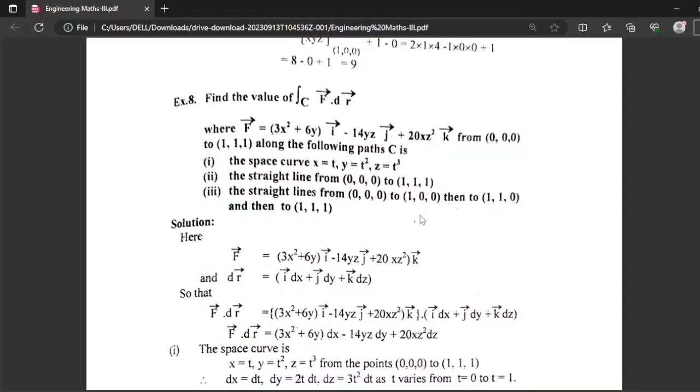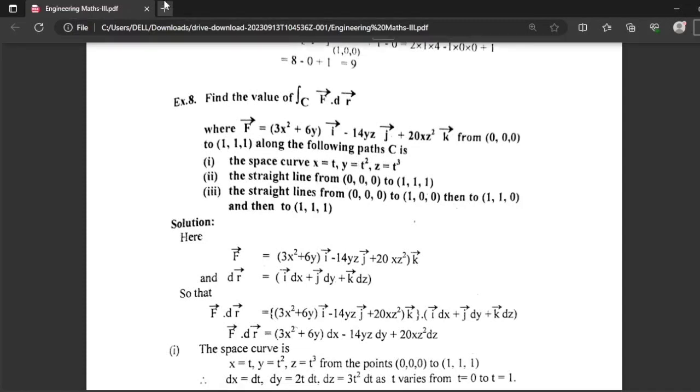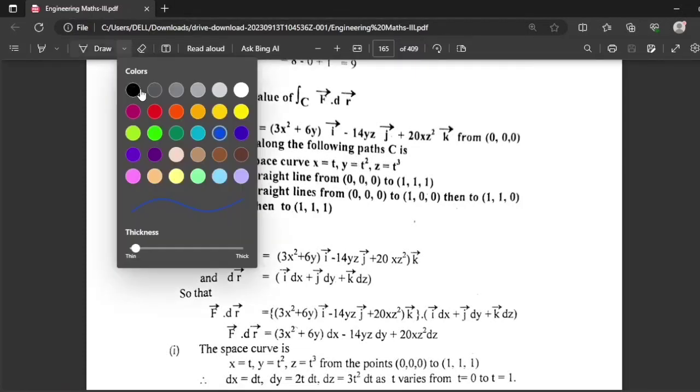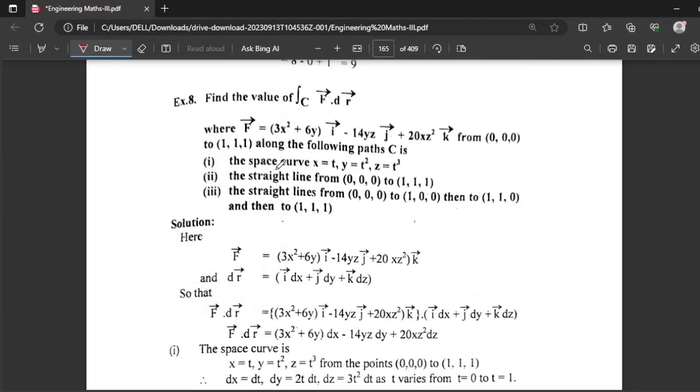So in this video I'm going to discuss problem 8 of the topic line integral. The question is: find the value of the line integral where F vector is (3x² + 6y) i vector minus 14yz j vector plus 20xz² k vector from 0 0 0 to 1 1 1 along the following path. C is, first case, the space curve.